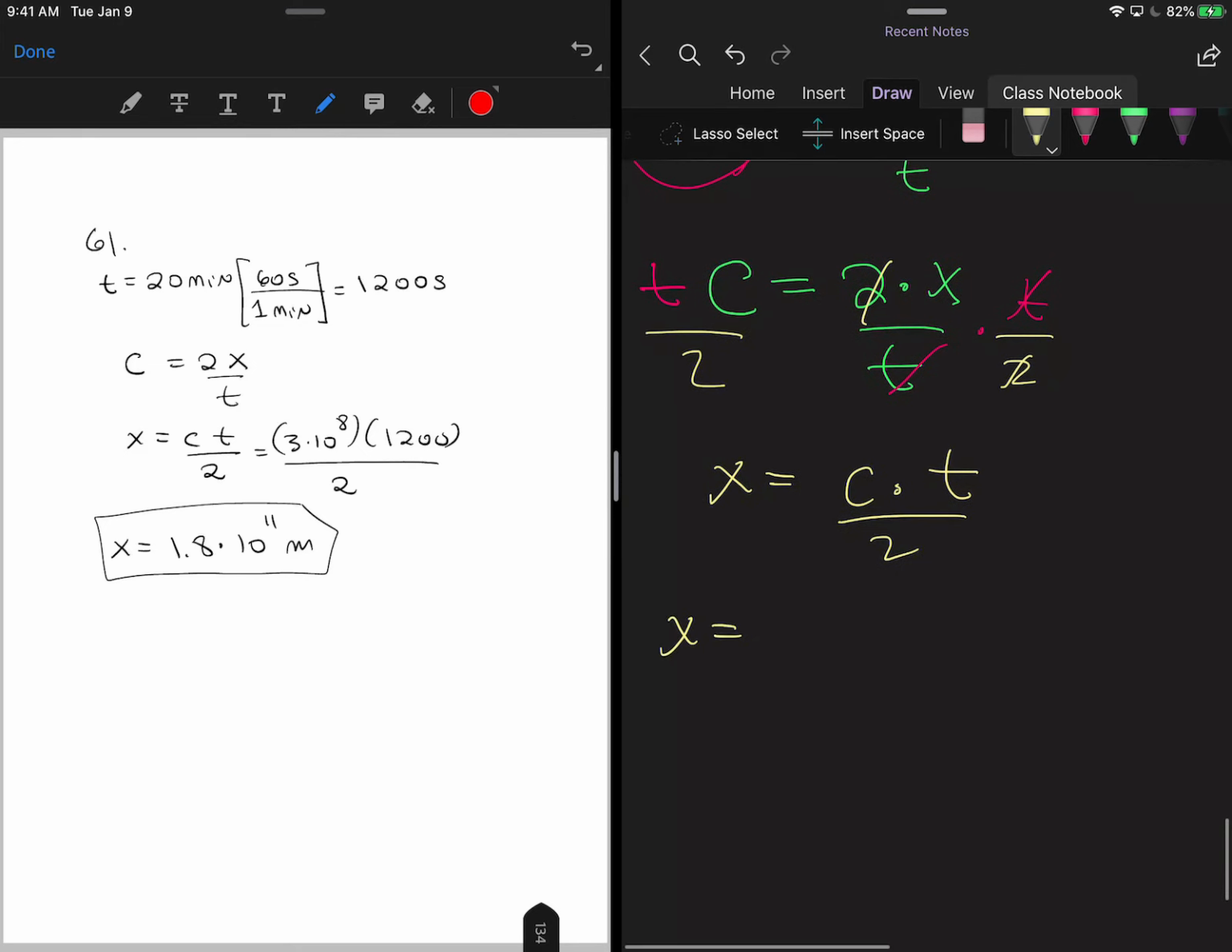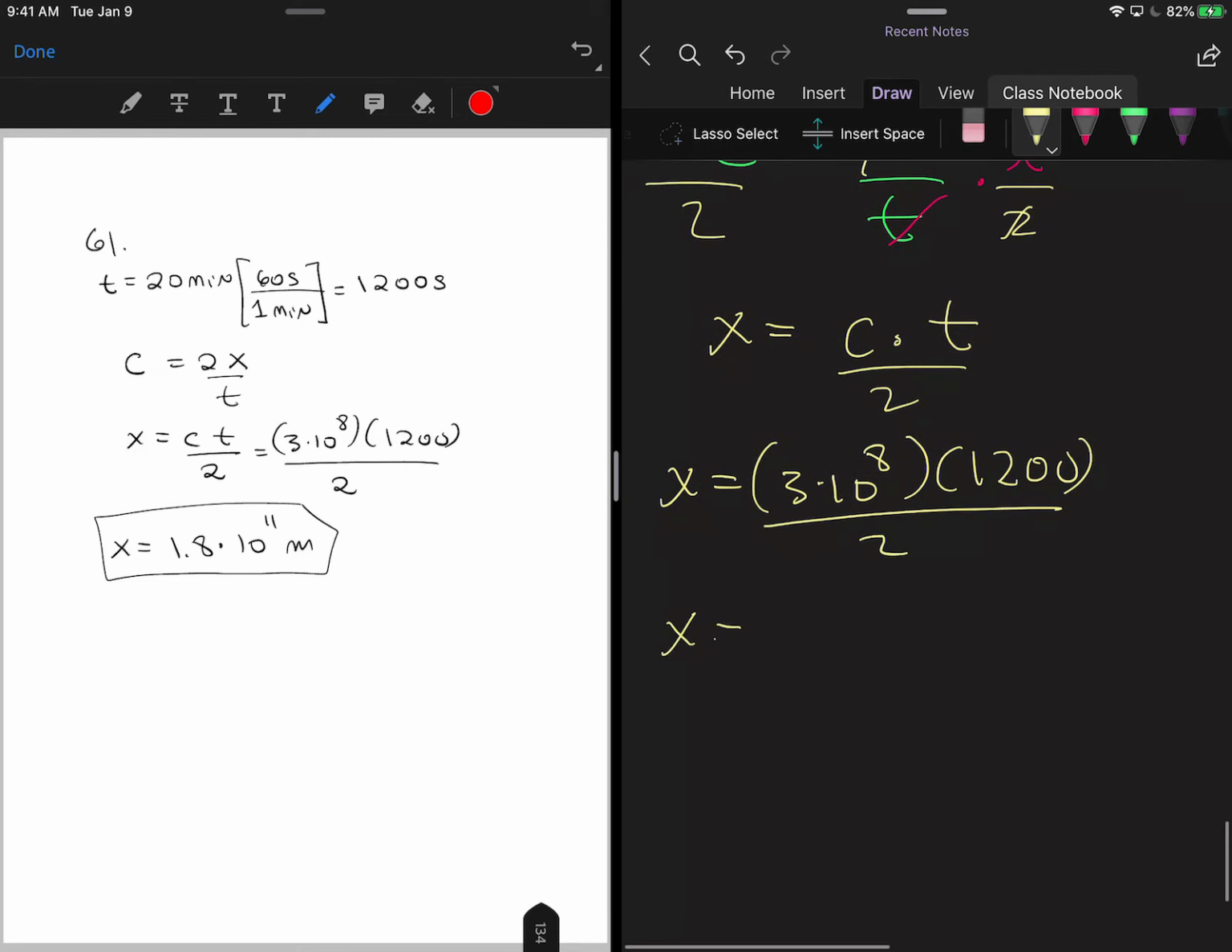And so that is going to equal 3 times 10 to the 8, multiplied by the time, which is 1200, and divided by 2. And that's going to give you a distance of 1.8 times 10 to the 11 meters.